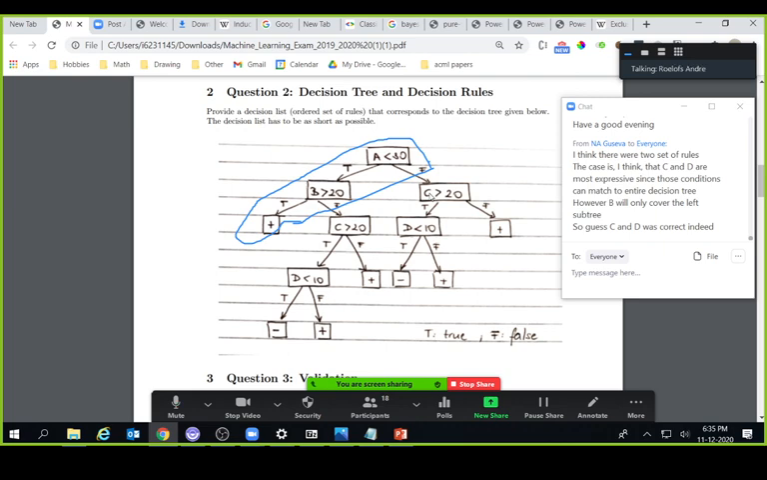Hopefully they will not ask it, but yes, because the other question with oblique trees was even easier than this. It's the logic that you will use that will bring either your success or downfall in this case. Because if you have the ordered set of rules, then B is not always going to be used.